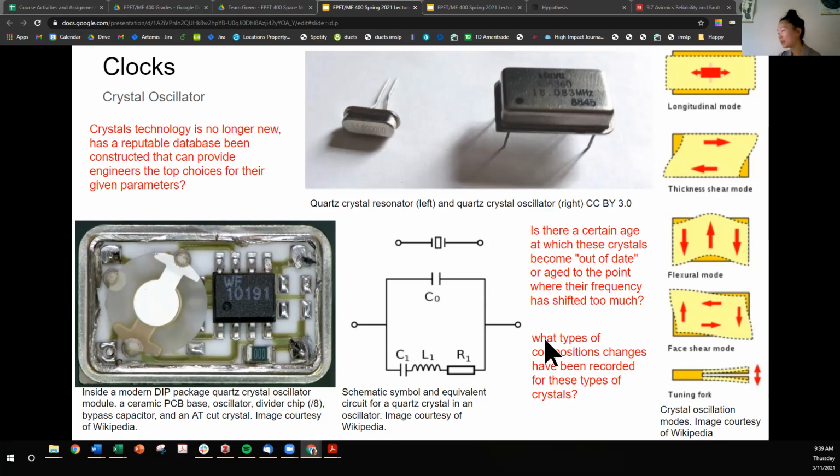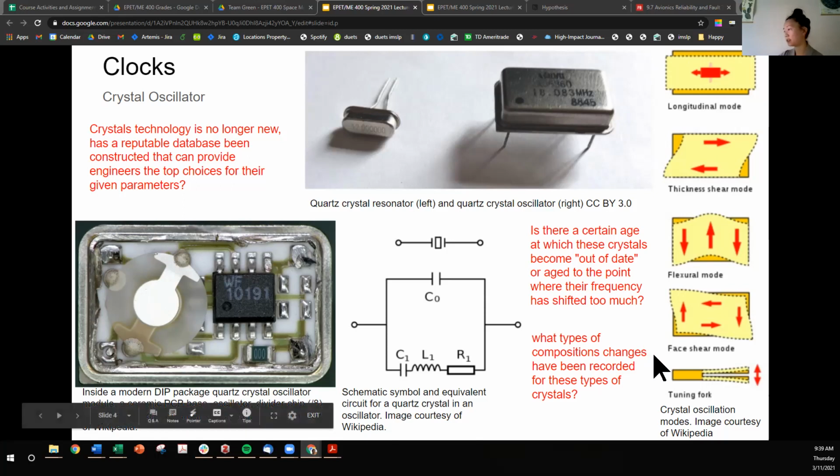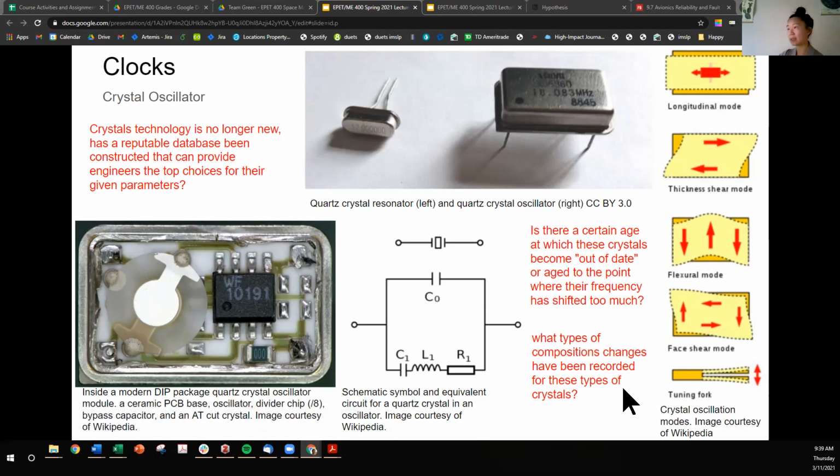And then down here, what types of composition changes have been recorded for these types of crystals? So I talked about material outgassing, and I talked about hysteresis, which offers some slow creep of material change. So those are kind of composition changes that can occur for crystals.